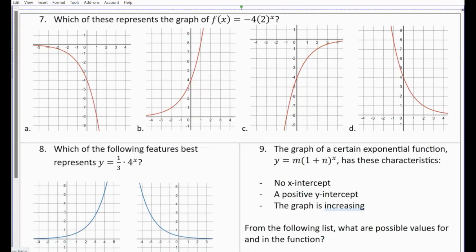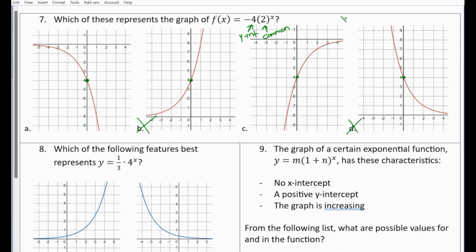All right, number 7 says, which of these represents the graph of f of x equals -4 times 2 to the x power? All right, so let's start labeling. We know this is our y-intercept. So let's start by finding a y-intercept of -4. So A, possible answer. B has a y-intercept of +4, so we can already eliminate. C has a y-intercept of -4, and D also has a y-intercept of +4, so that's not going to work. So now let's look at our common ratio. Our common ratio is 2.